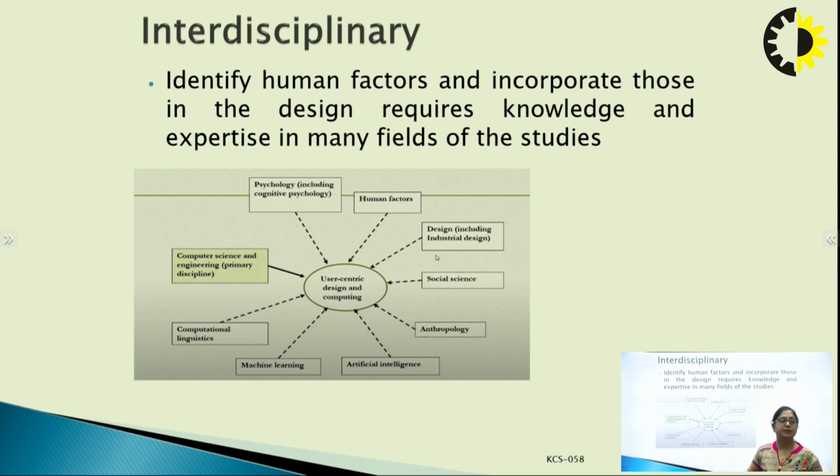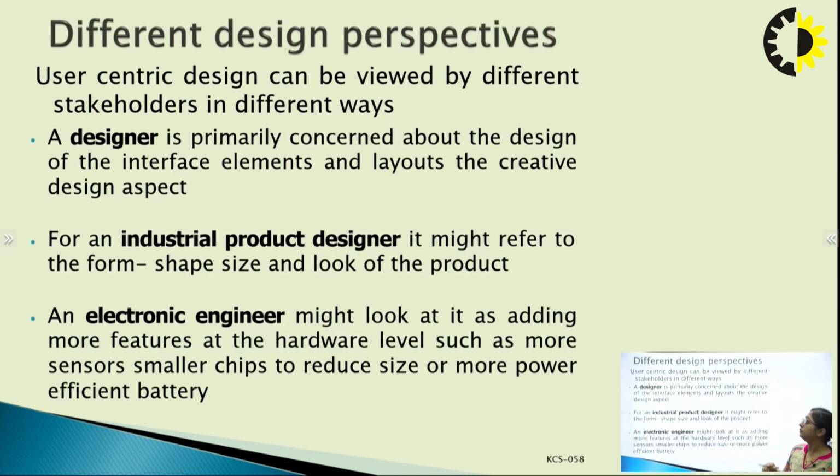And computer science and engineering is the primary discipline of designing any user interface. And the last one is psychology, including cognitive psychology. Cognitive means what the user wants to know. That must be your first priority when designing the interface. So we have to design the interface from different design perspectives: as a designer, as an industrial product designer, as an electronic engineer. Let's discuss one by one.